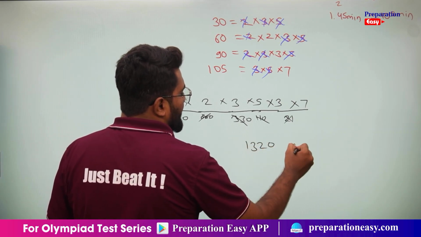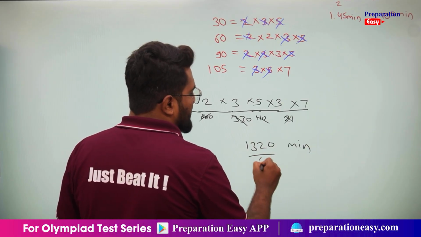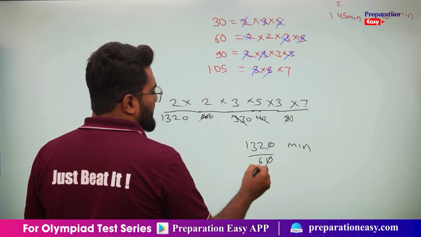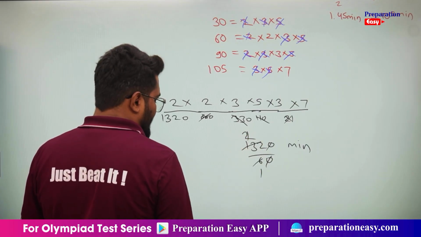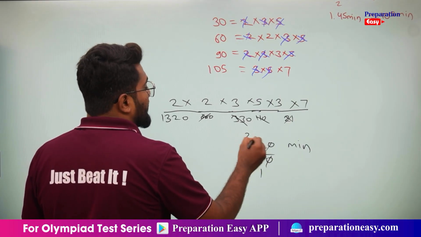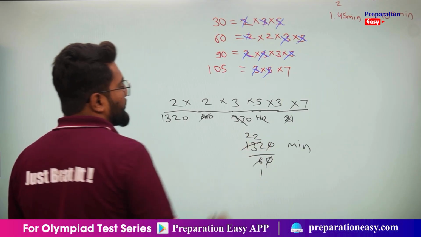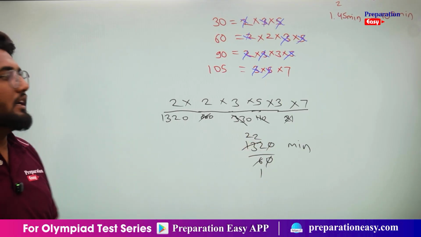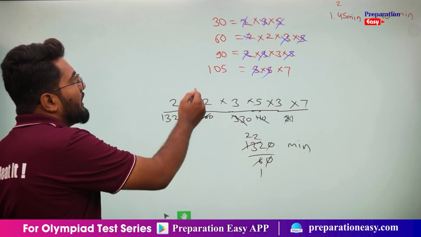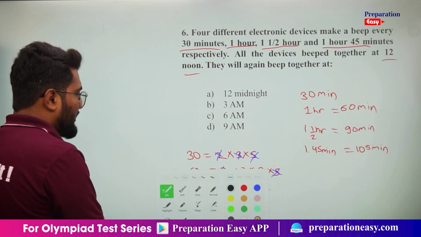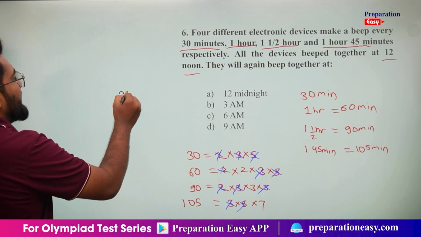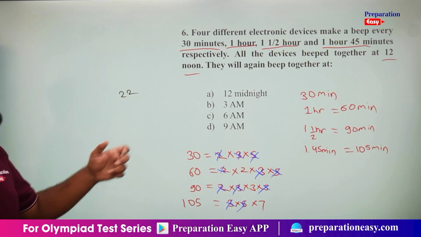1320 minutes, which we have to convert to hours. So divided by 60, 0 0 cancel. 6 1s are 6, 6 2s are 12, again 22. So after 22 hours, they all will be together again after 22 hours. Okay, after 22 hours. So how can we calculate?